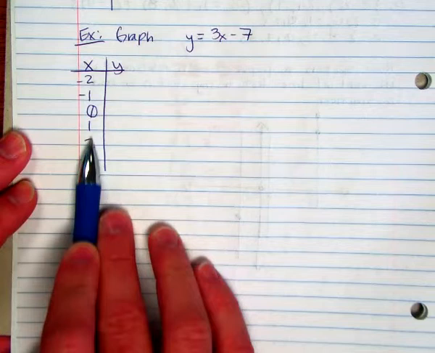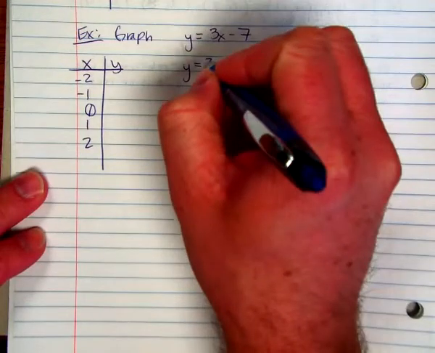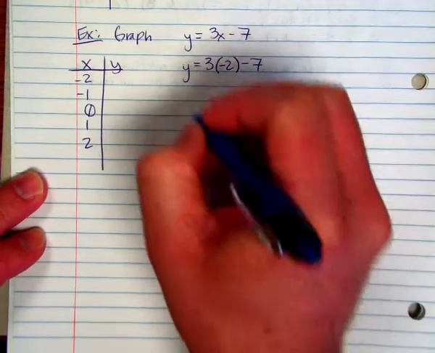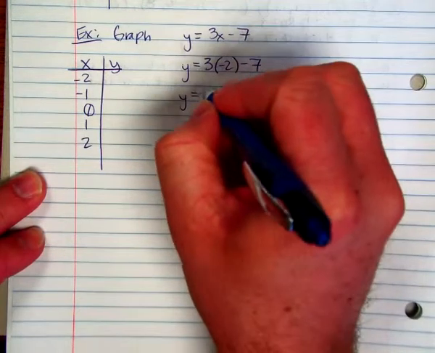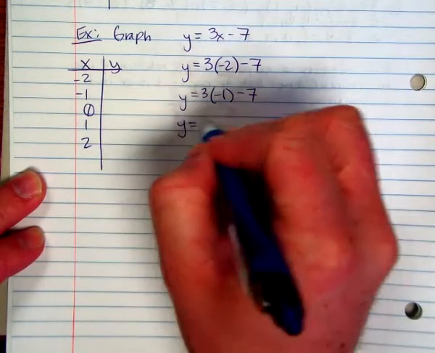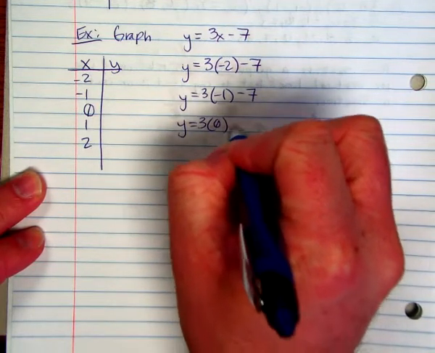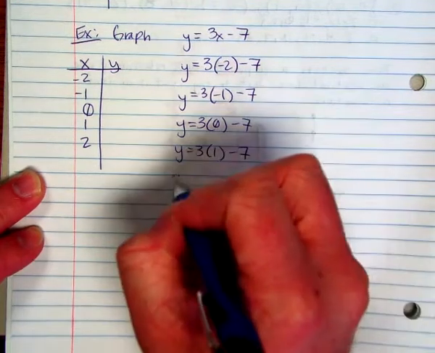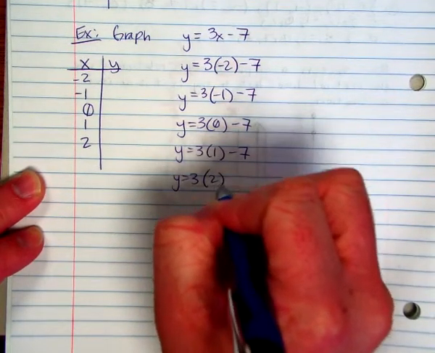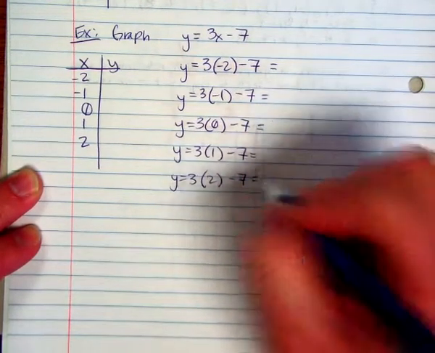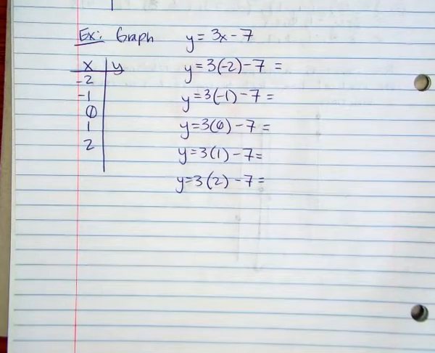And here's how we're going to set it up. If I'm going to plug in a negative 2, then I'm going to take this exact same equation, but instead of x, I'm going to plug in a negative 2. Then I'm going to plug in a negative 1. Then I'm going to plug in a 0, a 1, and a positive 2. And my task now is to solve all of these, to find out what they are.